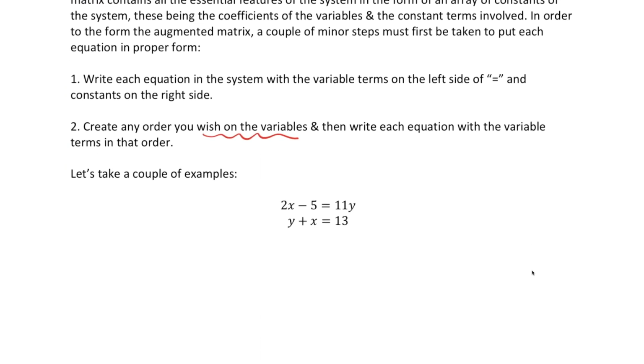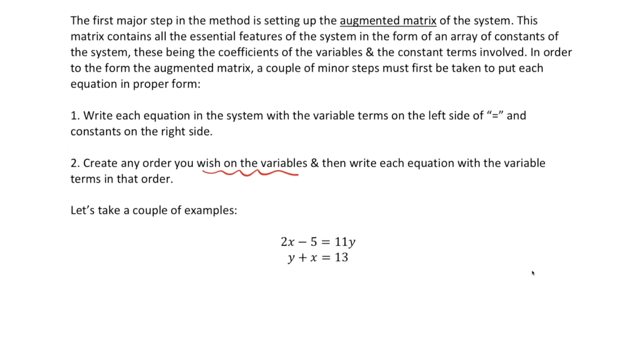If you guys look at this system, this is actually what? A system of linear equations. 2x minus 5 equals 11y. y plus x equals 13 here. Now, the first thing that's violated here, you guys notice the constant term in the first equation is not on the right-hand side of the equal sign. And also this first degree term, or linear term, involving y is not on the left-hand side of the equal sign, but we can easily move them over this way.